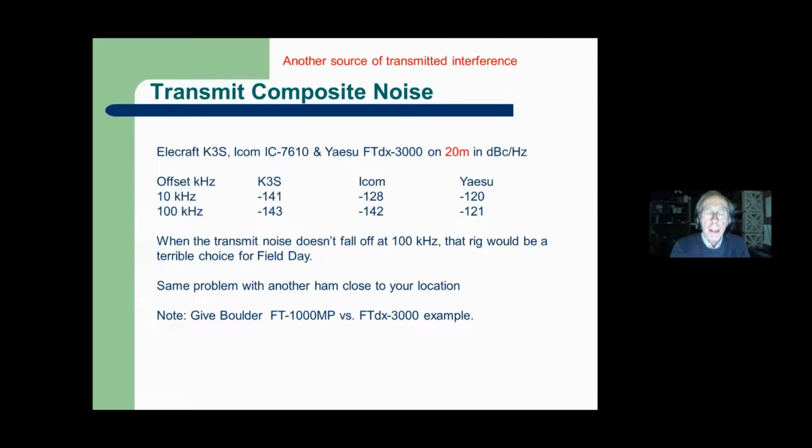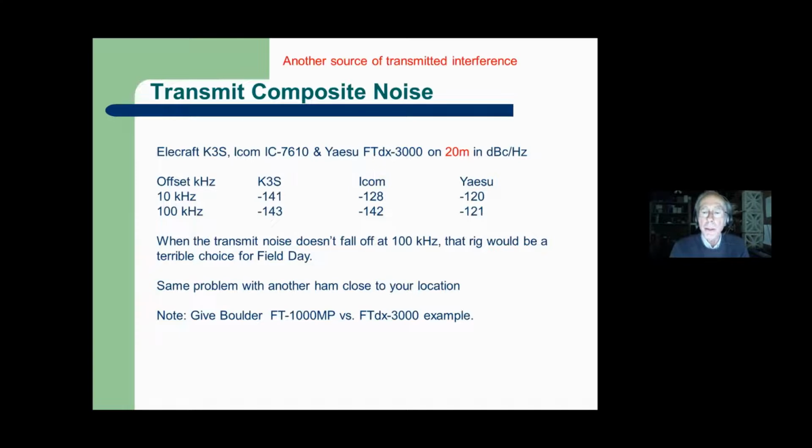We look at the ICOM 7610. Well, it's not near as good at 10, 128, but it's virtually identical to the K3S at 100. So that's a big deal if you were like on field day and you're on CW or sideband and the other station's 100 kilohertz away. Well, the K3S and the 7610 do fine.